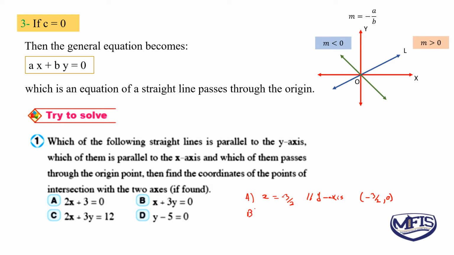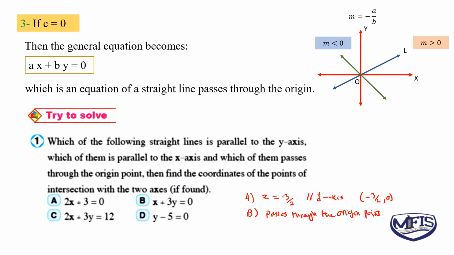And letter B, we have x plus 3y equals 0, which passes through the origin point, because c equals 0.